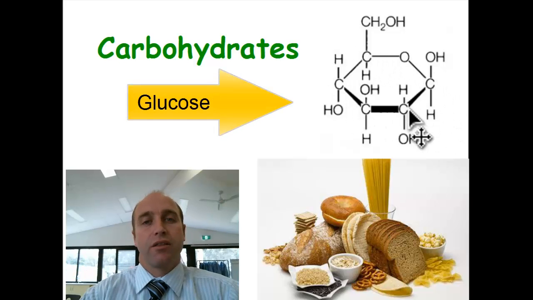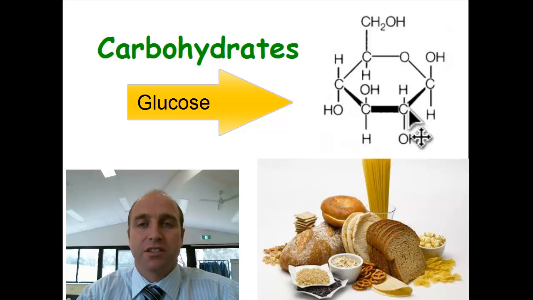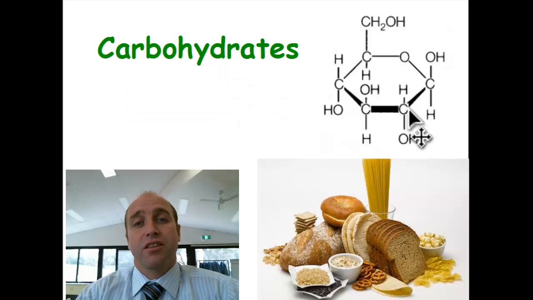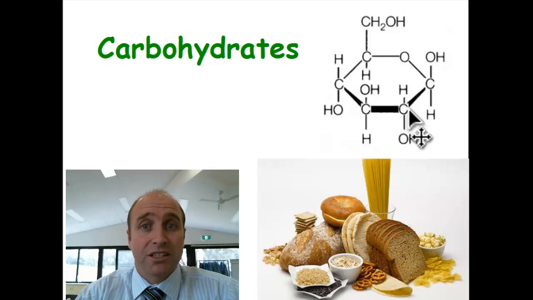And we know that glucose is produced in photosynthesis. We need it for respiration. All living things use glucose to supply them energy in aerobic respiration. We also know that this molecule, glucose, can be stored, and it can be stored as starch in plants. It can be stored as glycogen in animals.